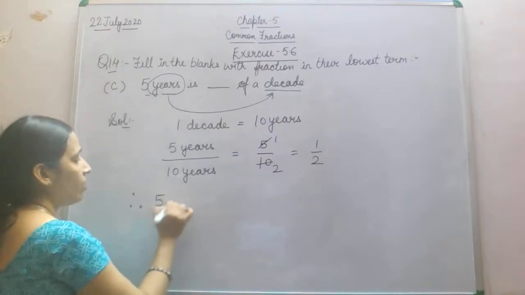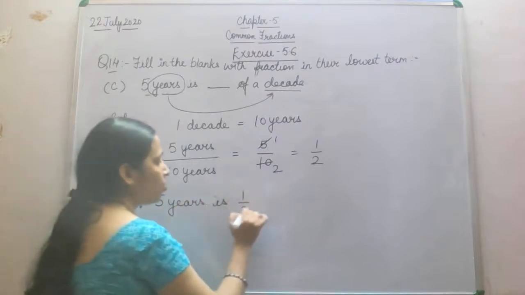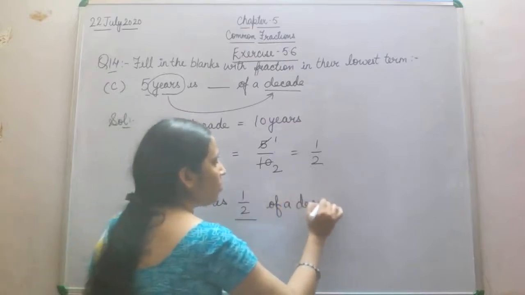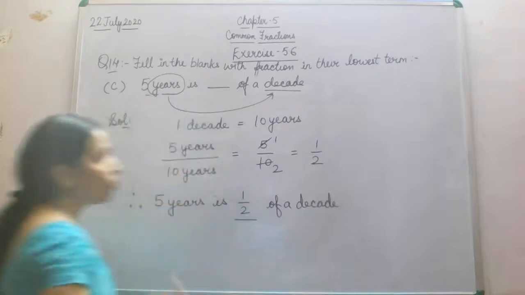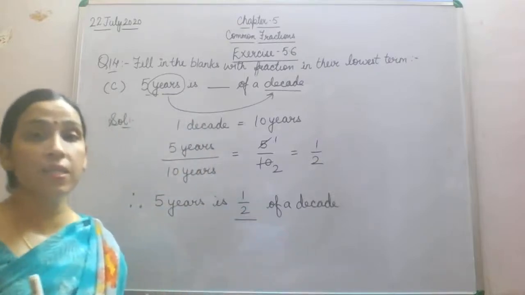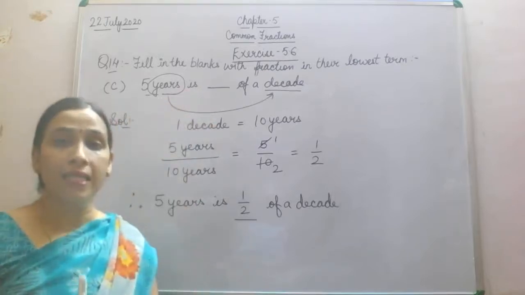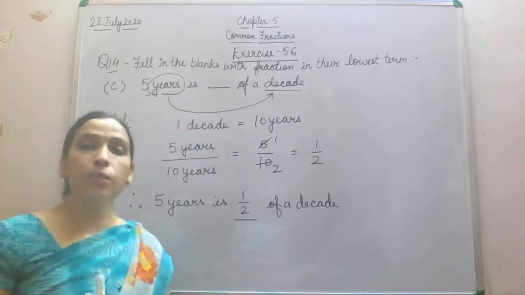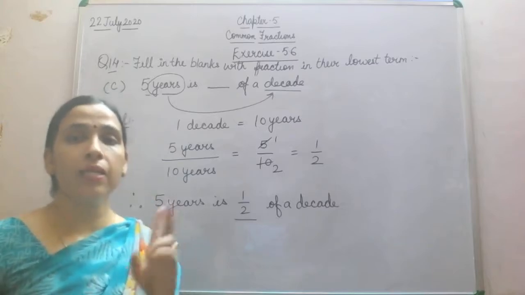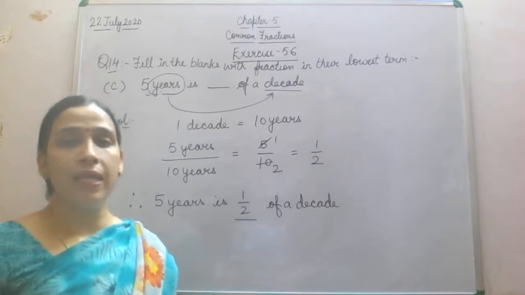So we'll write therefore 5 years is 1 by 2 or half of a decade. So let's see this question again. What is given to you in this question number C? That 5 years is dash of a decade. Now decade is new for you all. So I'll repeat it again, that one decade is equal to 10 years.